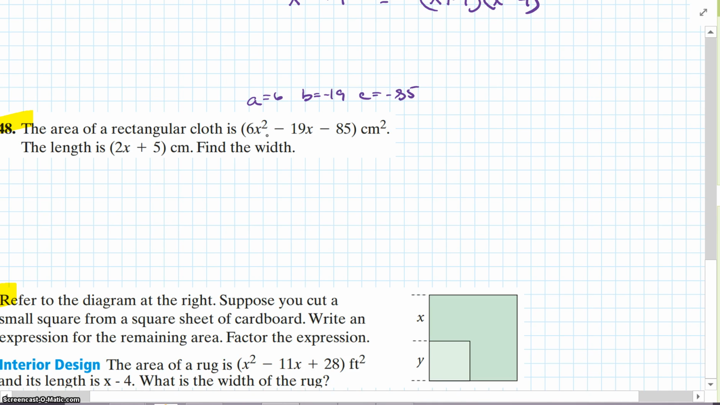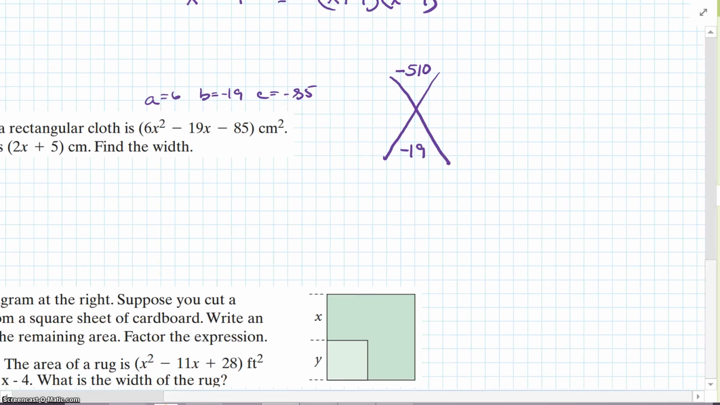Okay, so let's see. What's my a times c? That's going to be 6 times negative 85, so it's going to be negative, what is that, 510? My b value is negative 19. So I need a positive and a negative number that's going to give me a product of negative 510. So I can break down negative 510 to 6 times 85.